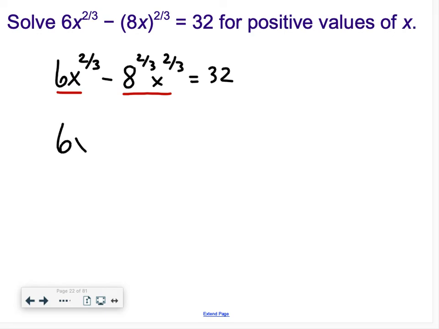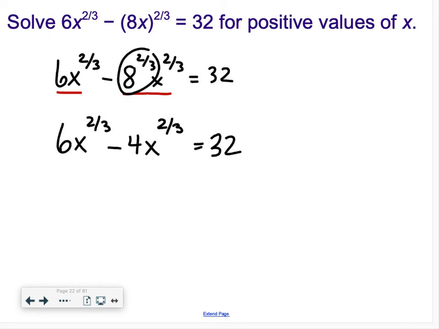So if I rewrite this, again, on my calculator, I typed in 8 to the 2/3 and I got 4. So that's really just 4. And you can double check, please do double check on your calculator. And now I have like terms. I have 6 of these minus 4 of these, which would be 2 of these. So be careful, your like term of x to the 2/3 stays the same.